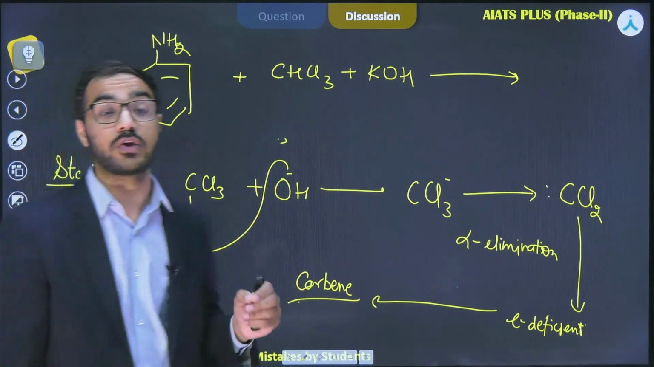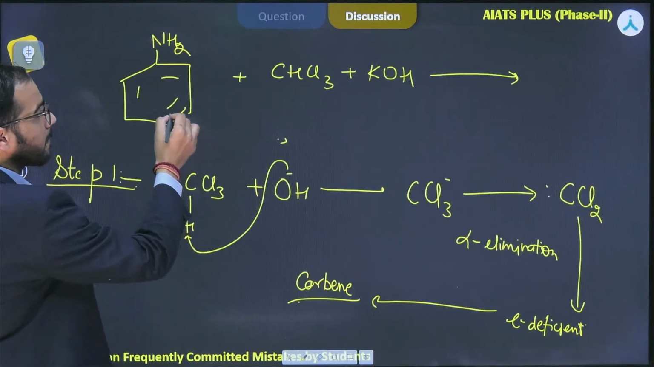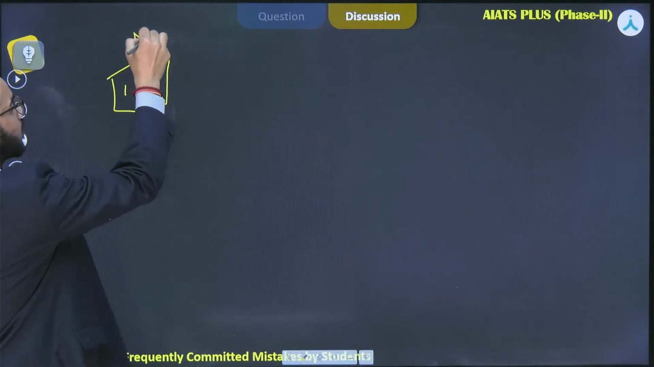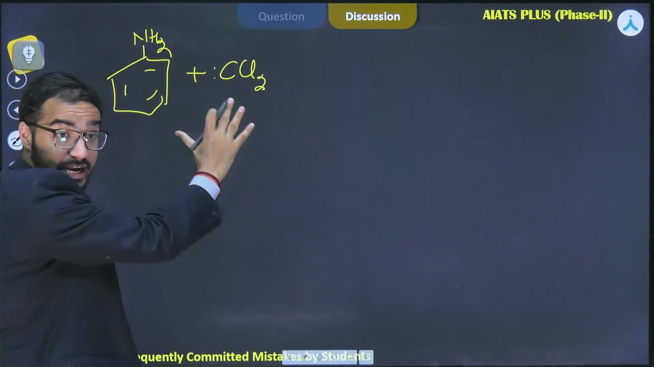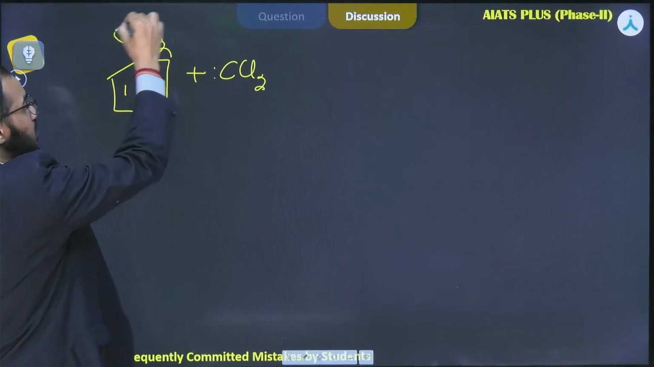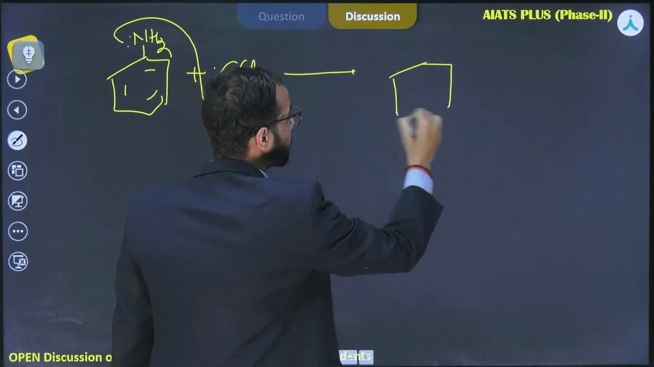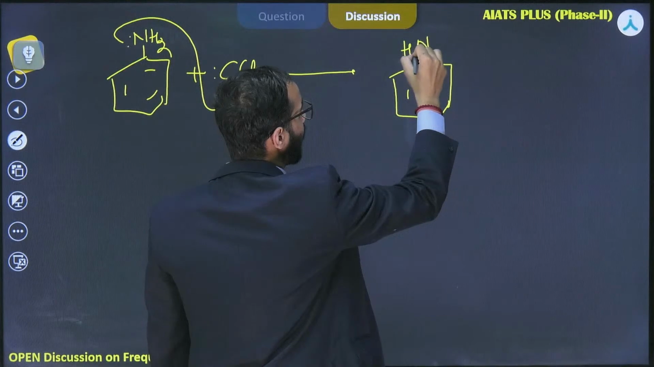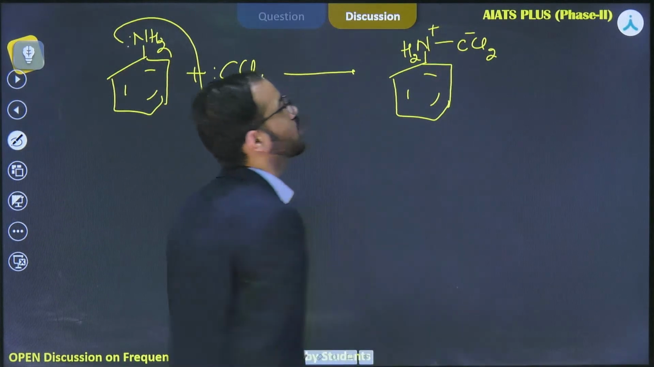Now this is an electrophilic center, and you will be having aniline. On reaction with aniline and CCl2, this is the electrophilic center, this is the nucleophilic center. Now the lone pair of this will attack this position. You will be having NH2, CCl2 negative, and a positive charge will be there.